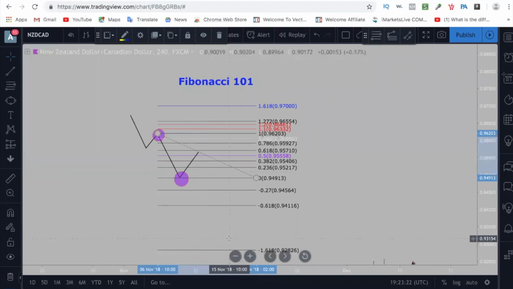So don't be surprised if you plot the Fibonacci and you notice that the market keeps on hitting off the 0.236. Is that a pullback zone? No, it's not. It's just one of those areas that the market can relax on before continuing on.